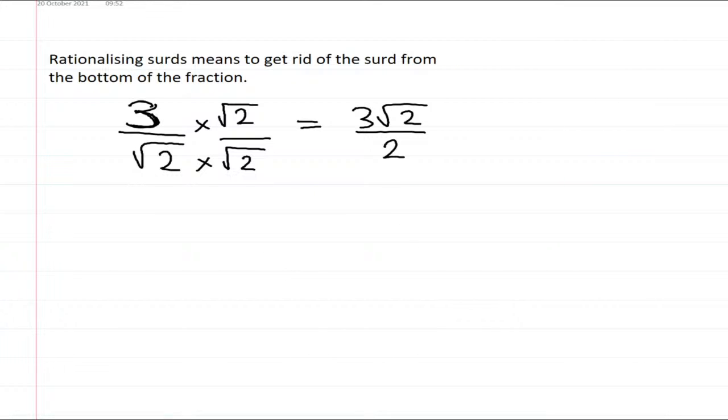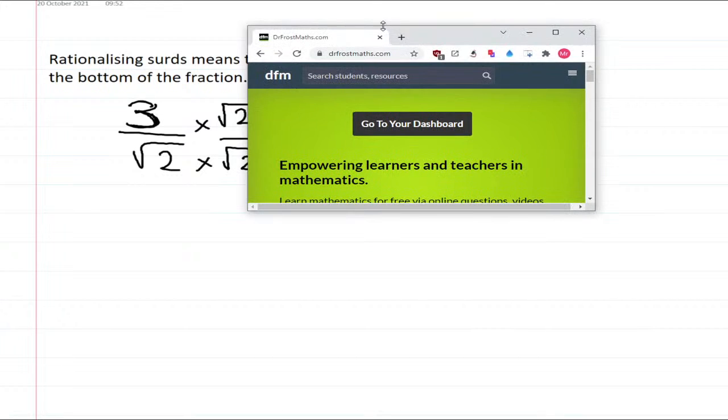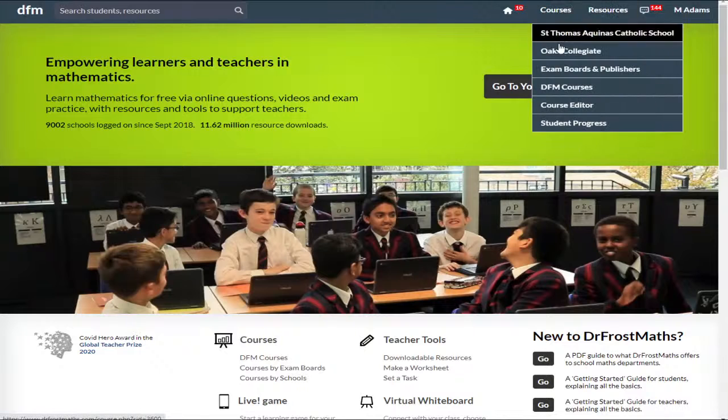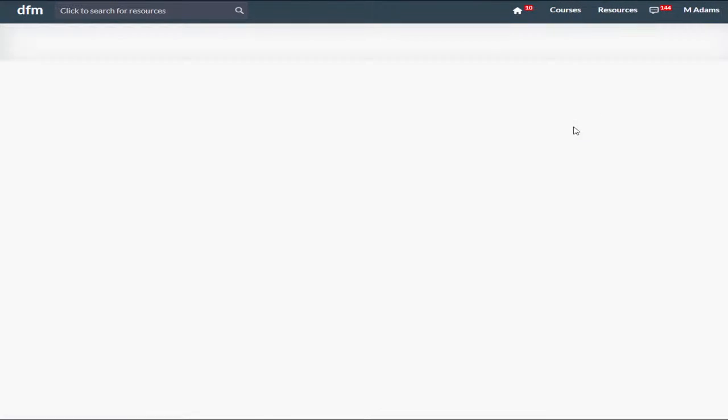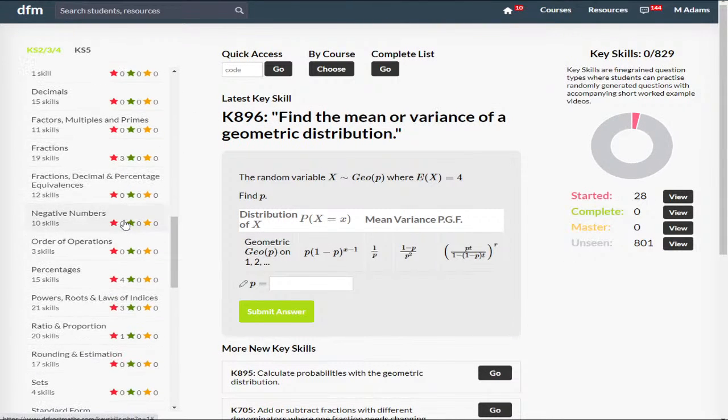Okay. Now these ones are quite straightforward. 3 root 2. Should we have a look at Dr. Frost's key skill on this? Yeah, it is quite easy, this one. But some of the other ones do get tricky, and you'll see why in a second. So let's go on to Dr. Frost. Let's have a look at a key skill. Let's go to Surds.